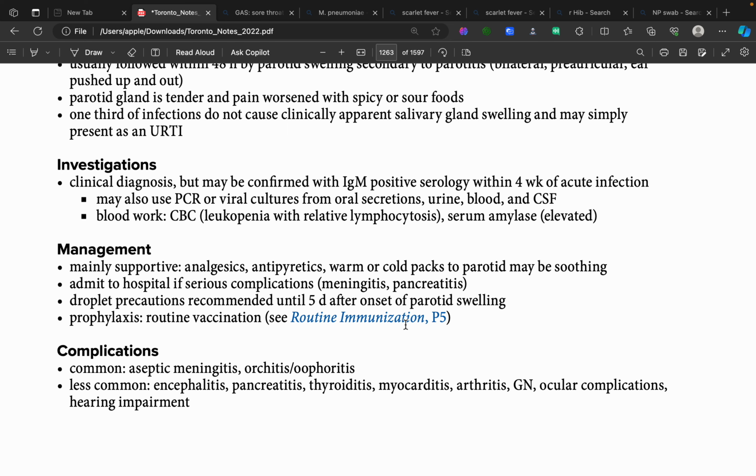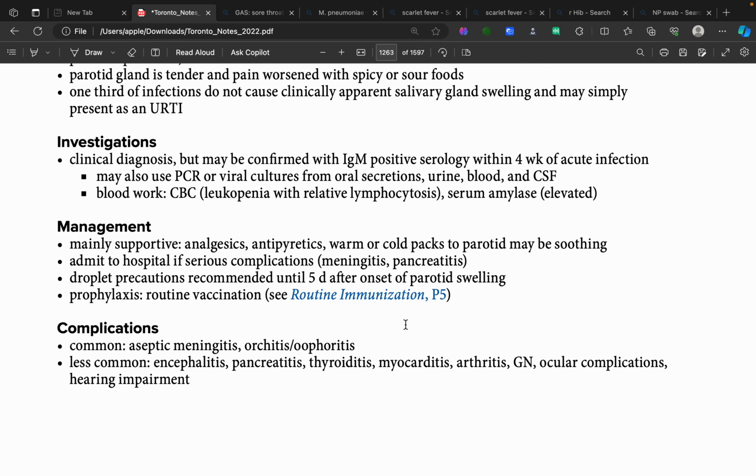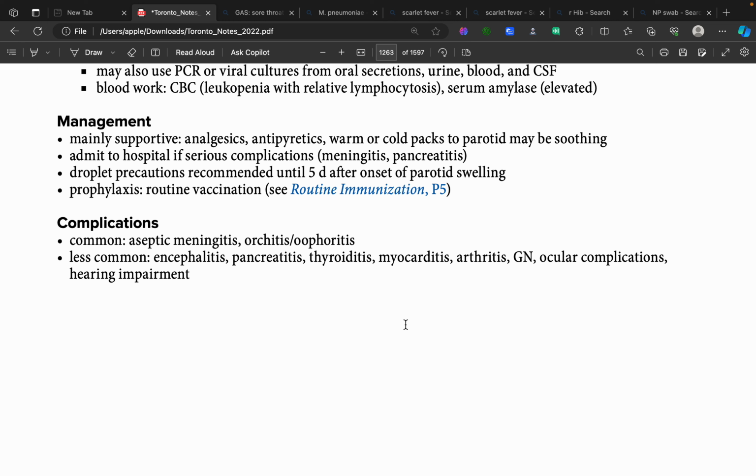And the thing which is so important in management is vaccination. Always concentrating in clinical work, vaccination, immunization is so important for every infection which we have a vaccine for. So you have to concentrate on immunization a lot. So the complications will be commonly aseptic meningitis and some other complications like encephalitis, pancreatitis, thyroiditis, myocarditis, and so on.